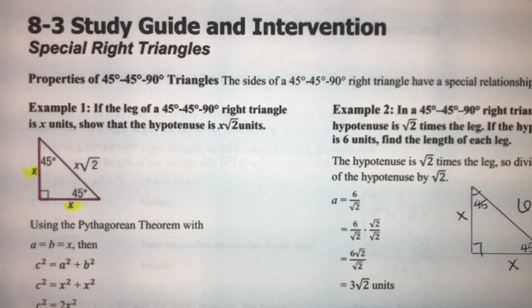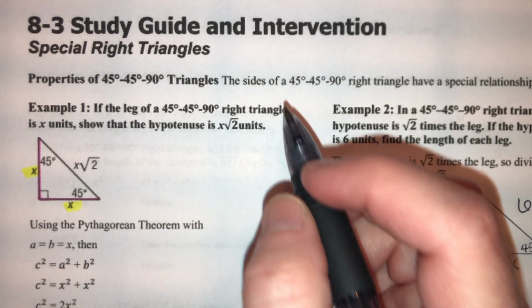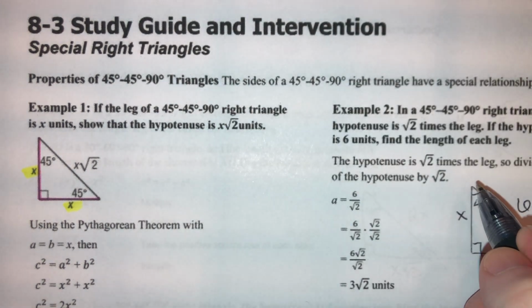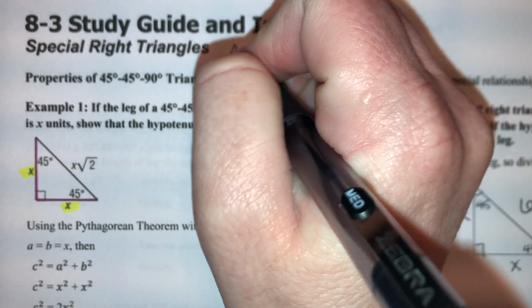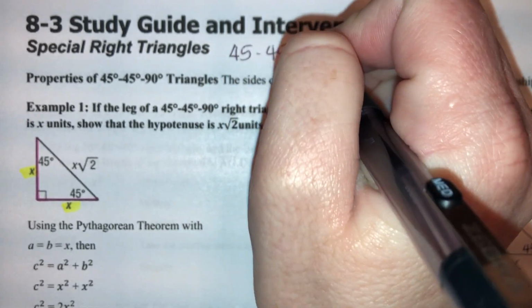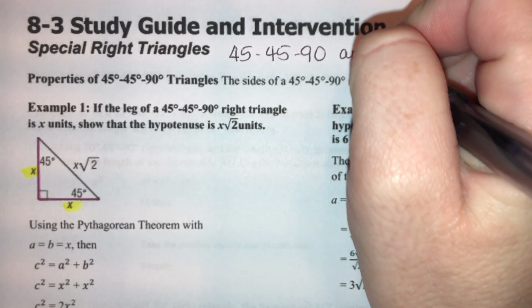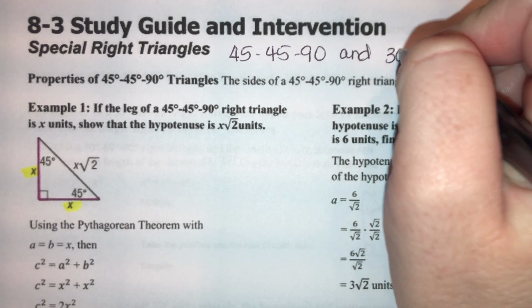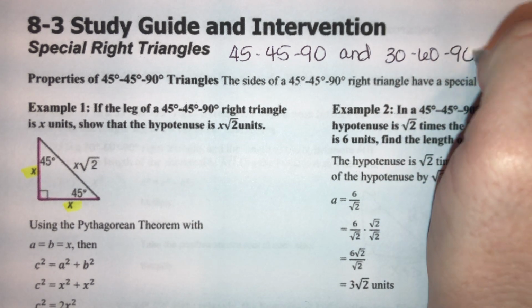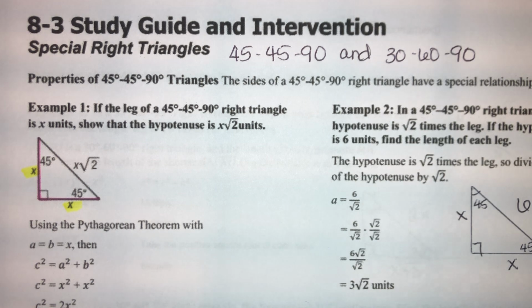This is lesson 8-3, all about special right triangles. In this whole lesson, we're only focusing on two types of special right triangles, a 45, 45, 90 triangle and a 30, 60, 90 triangle. So these are the two we're focusing on, and we're going to start with a 45, 45, 90.